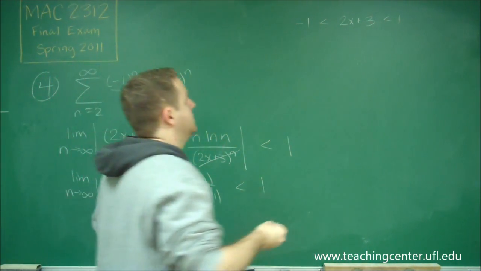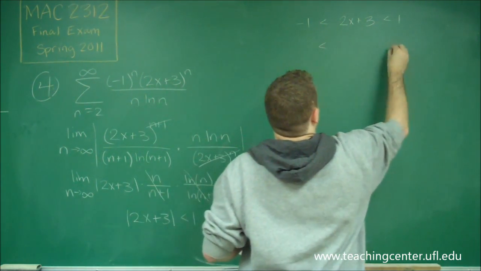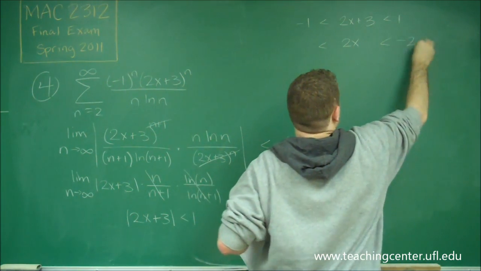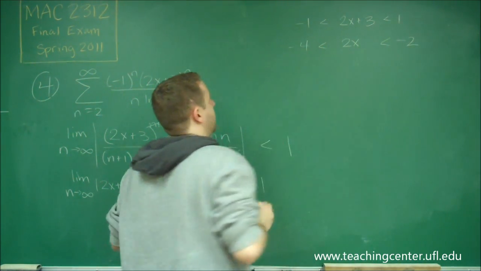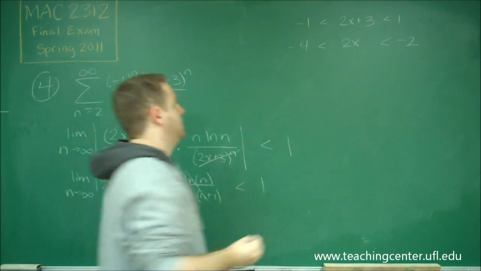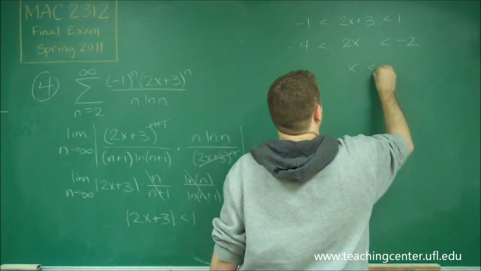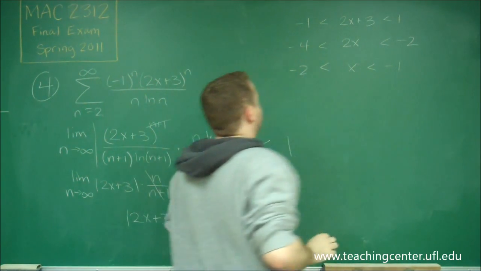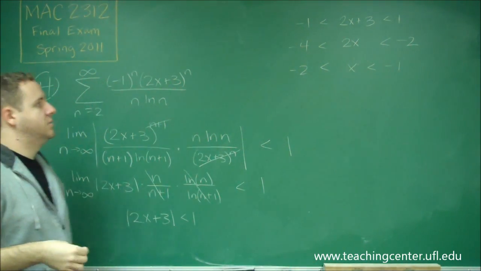Now we can solve for x. If we subtract 3 from both sides of the inequality and the middle, we get negative 2 here and negative 4, and then if we divide by 2, we get that x has to be in between negative 2 and negative 1.